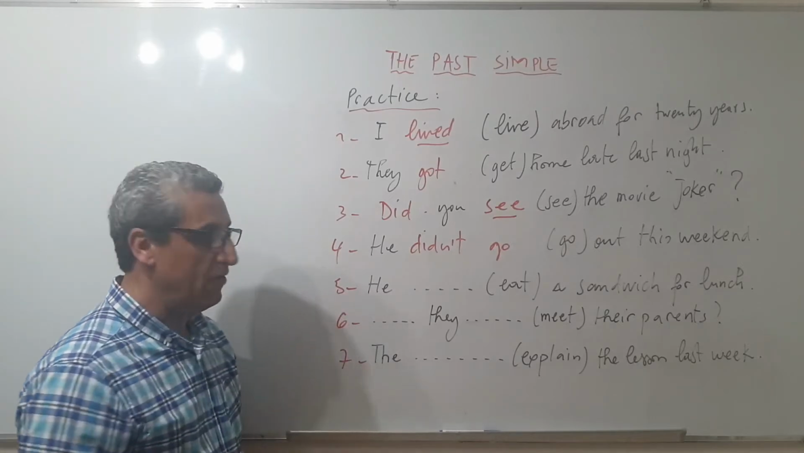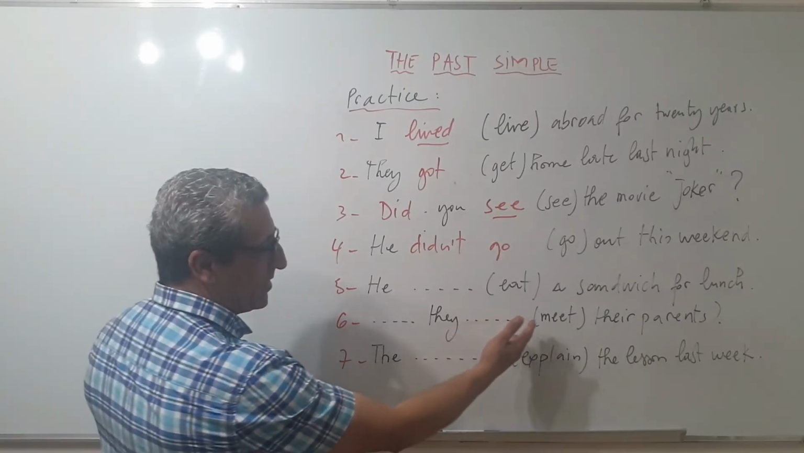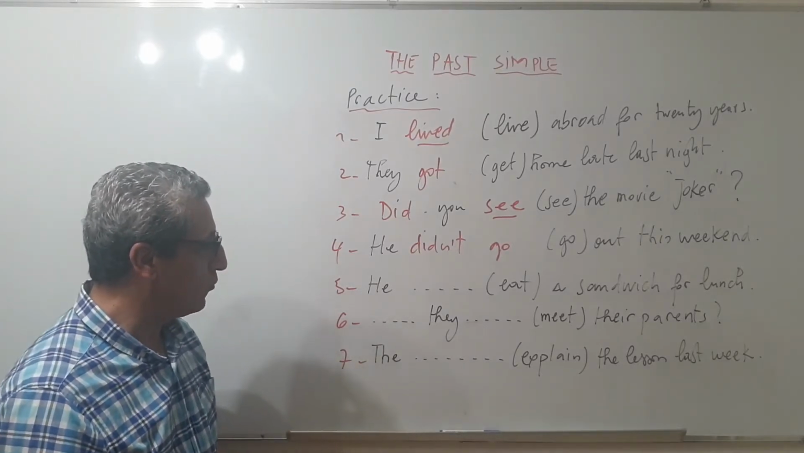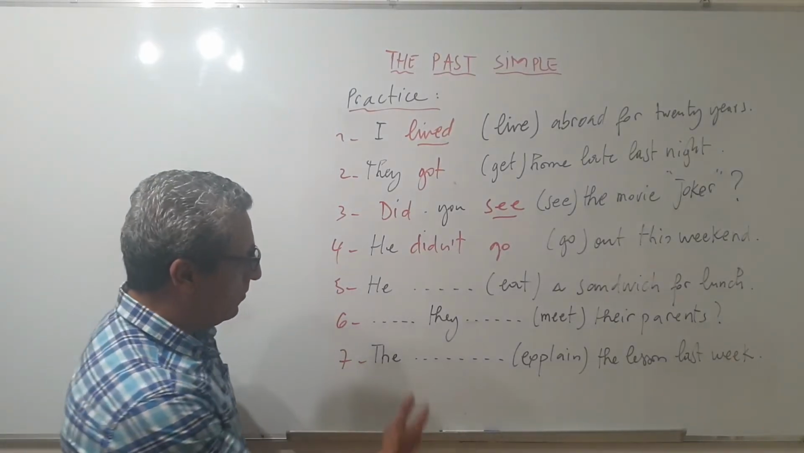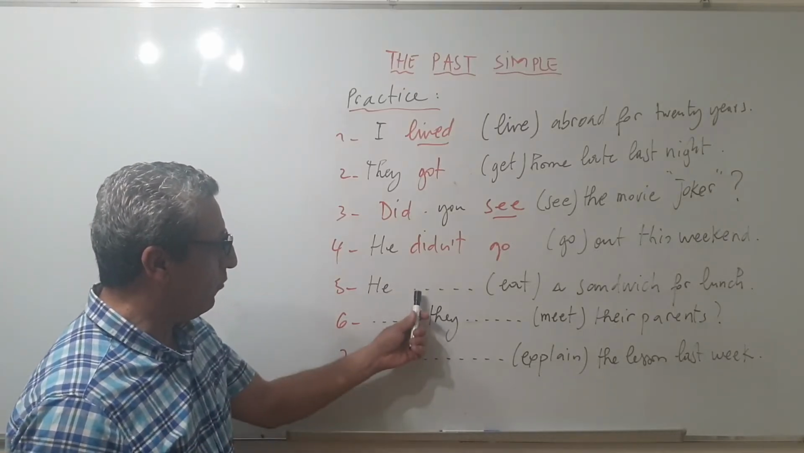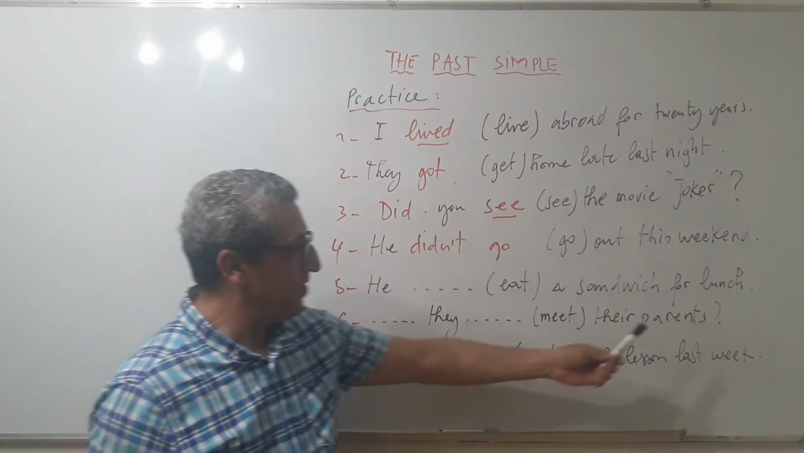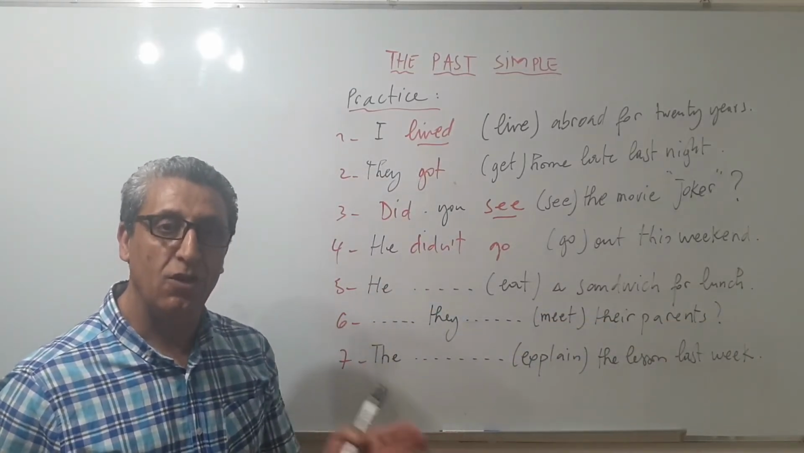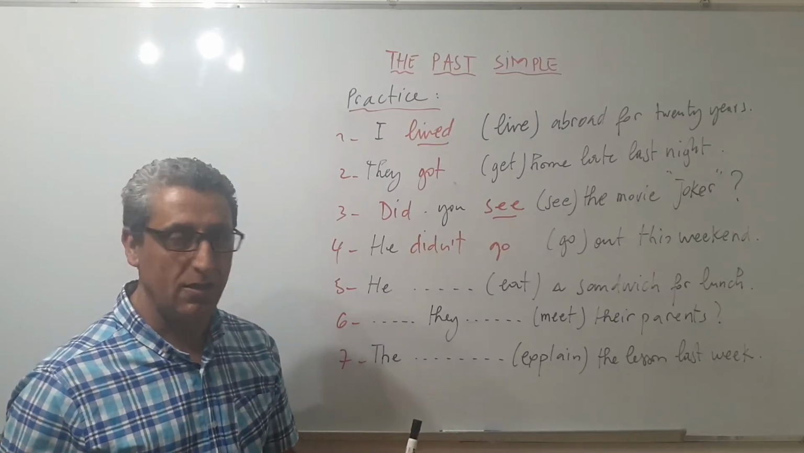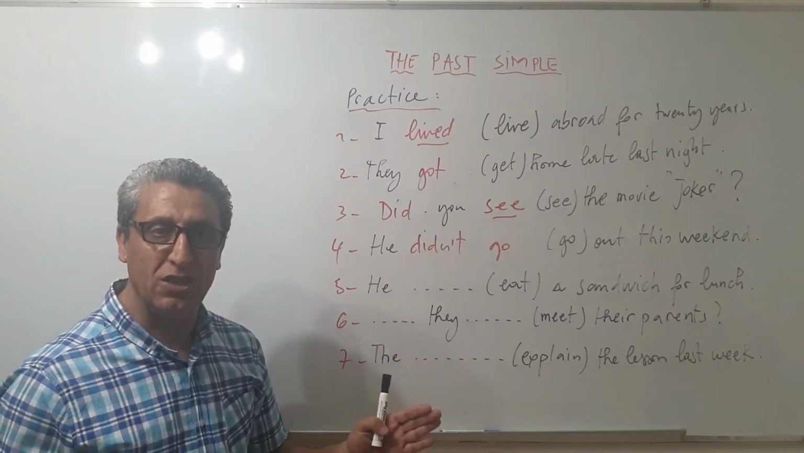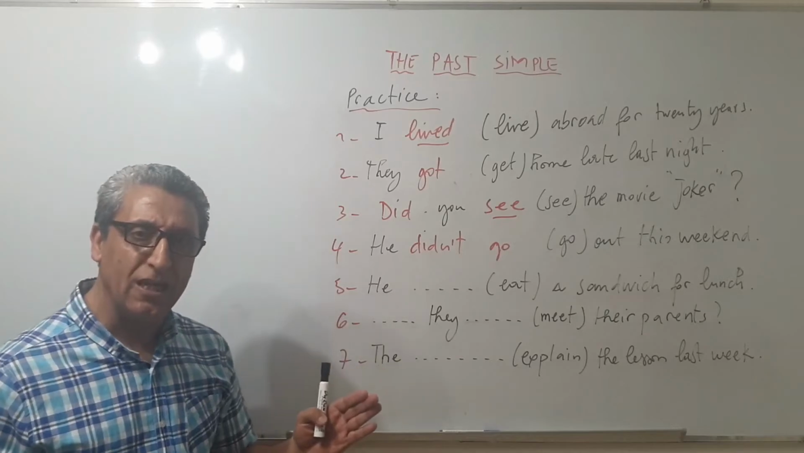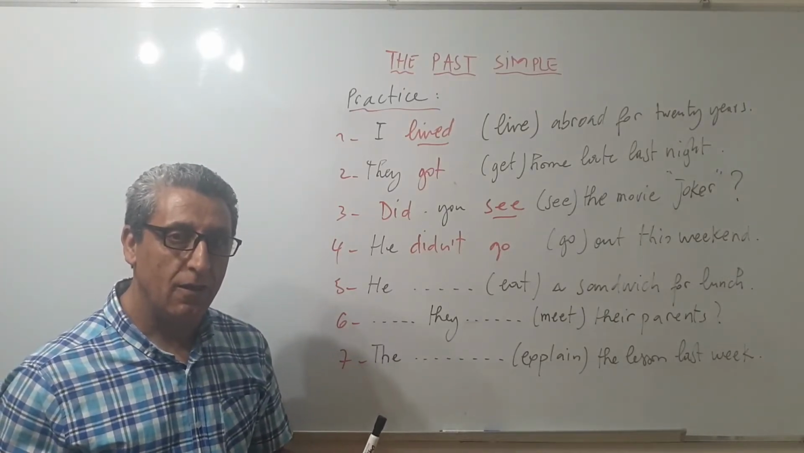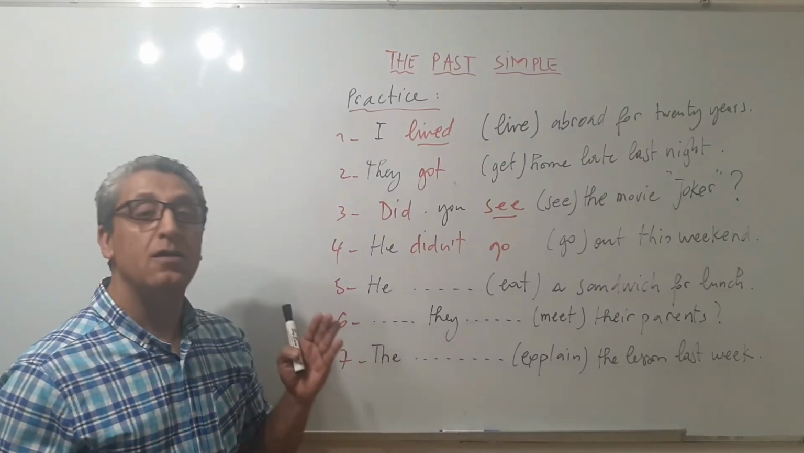Okay? Number 5. He eat a sandwich for lunch. So, notice we have only 1 blank space and there is no question mark, which means that this is an affirmative form. It's not a negative, it's not a question. Good. So what happened in the affirmative form? The verb, is it in the infinitive form or is it conjugated? Yes, thank you. It's conjugated.